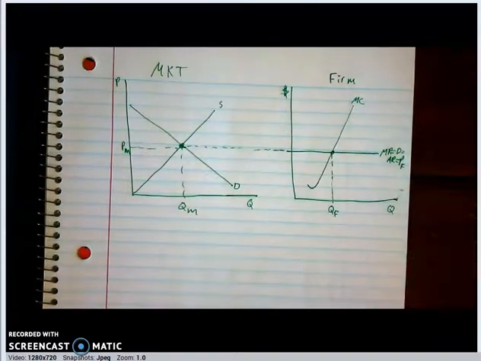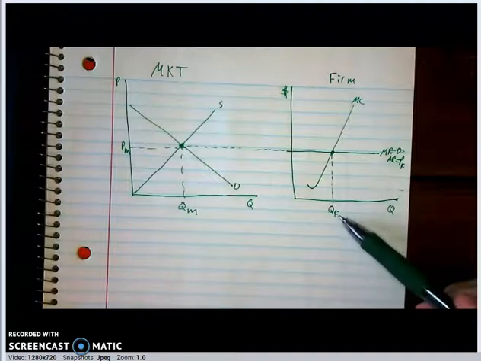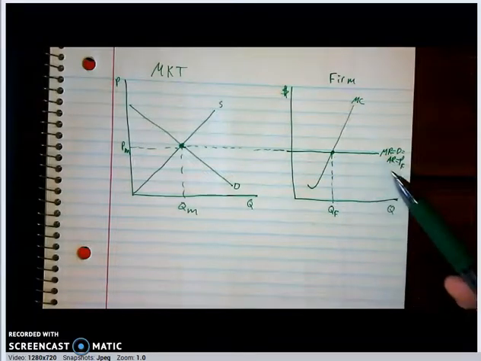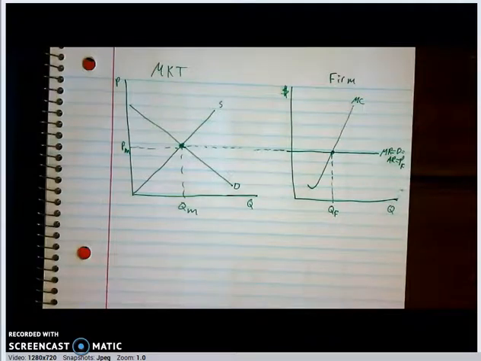Now the other thing you might want to ask is, is this company making a profit or taking a loss? They're doing the best they can. They're profit maximizing at QF because they're producing where MR equals MC. But are they actually making a profit? Well, we don't know that because we have to add average total cost to this graph in order to know their total cost.